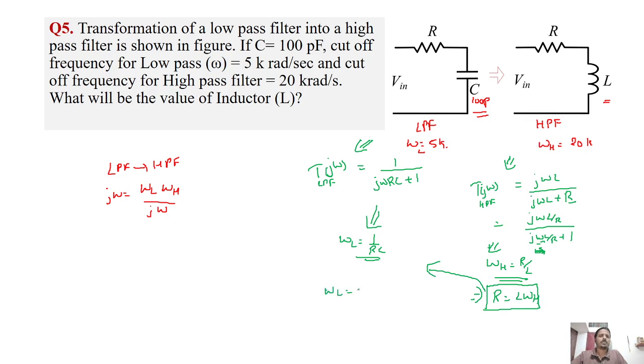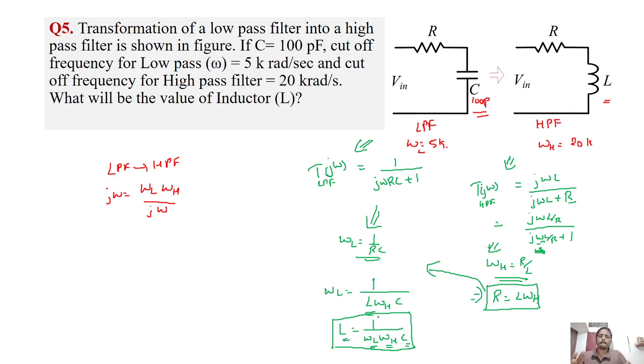I can substitute this here since R is not varied for both the filters. So omega L equal to 1 by R, which is 1 by L into omega H into C. We need to find the value of L, so we'll take L to the LHS. L equal to 1 by, bringing omega L to the RHS, omega L into omega H into C. This is the inductance value for the high pass filter. So if I know the cutoff frequencies omega L and omega H and the value of C, I can find what the value of L must be, given that R is not varied.